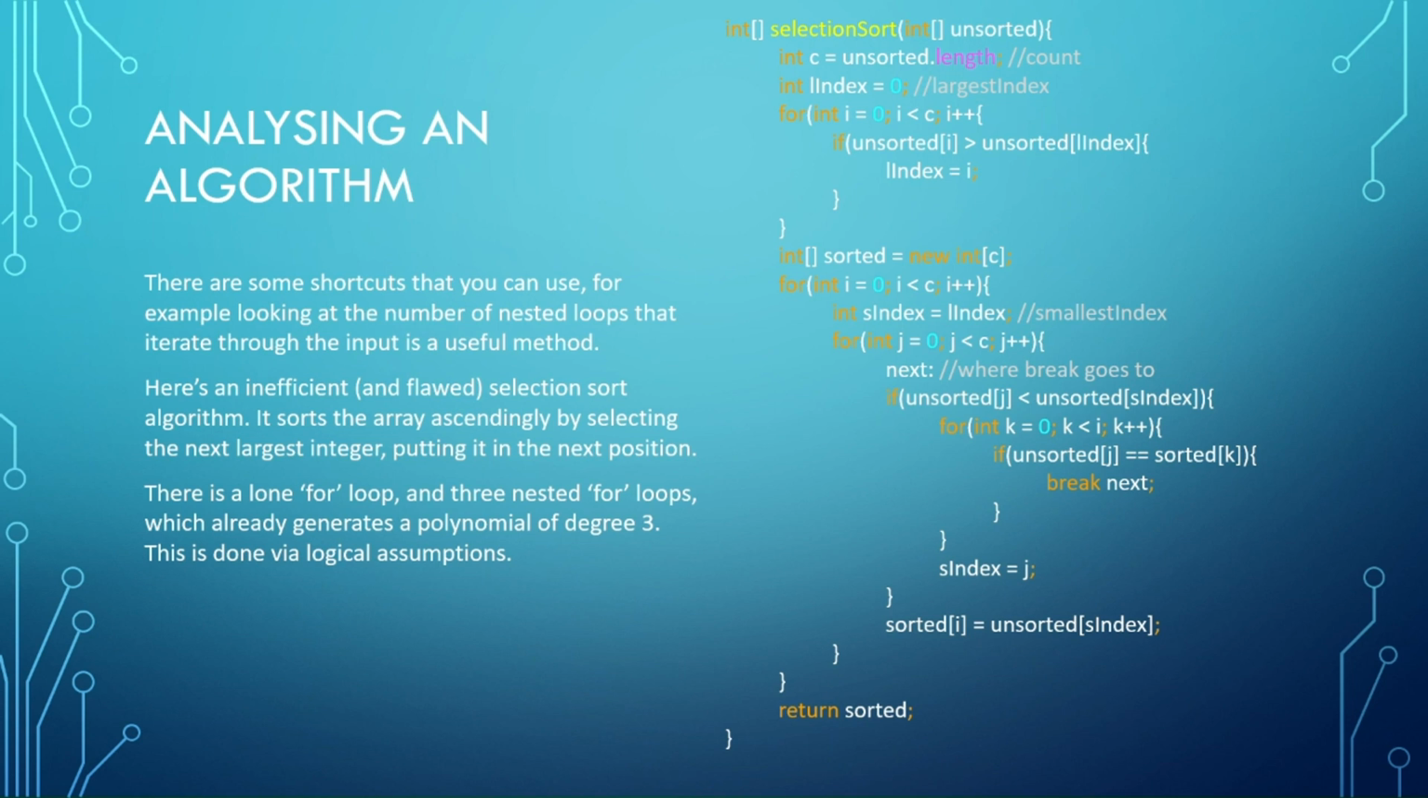One of the shortcuts we can use is to see how many nested loops there are, because that would theoretically give a polynomial. There are 3 nested for loops, which already generates a polynomial of degree 3. Of course, these shortcuts are done by logical assumptions.